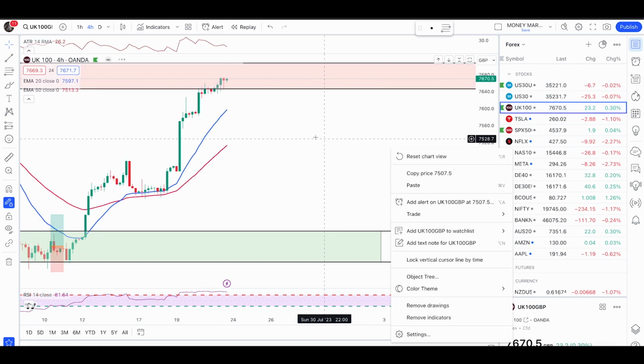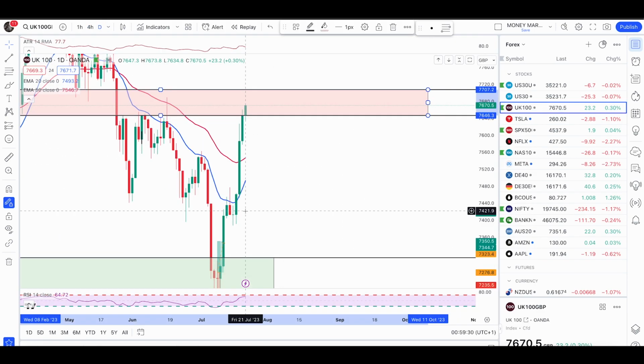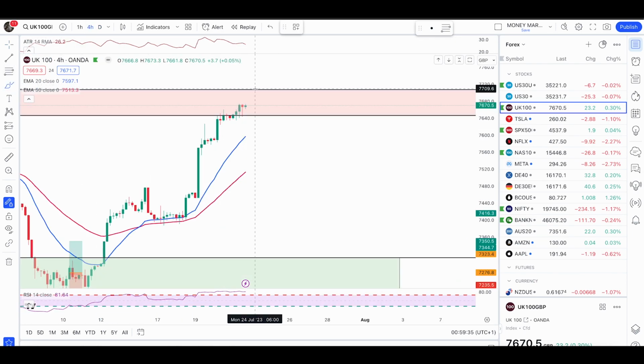The next one, we have UK 100. The zone here for UK 100 is 7646, goes up to 7707, a zone from where I'm looking for a sell condition. So price is now in the area of value. All I want to see is a nice bearish engulf. If we have that, we are good to go short.